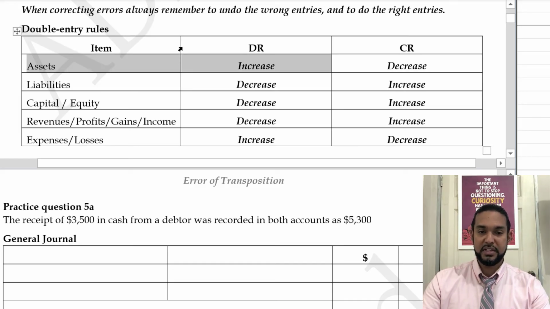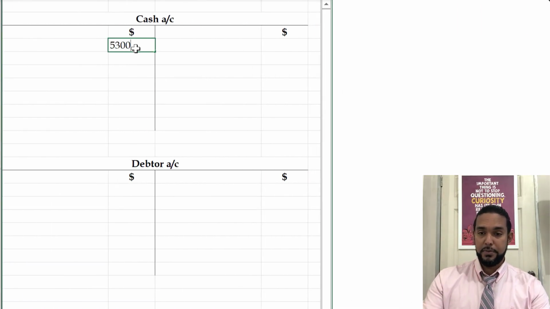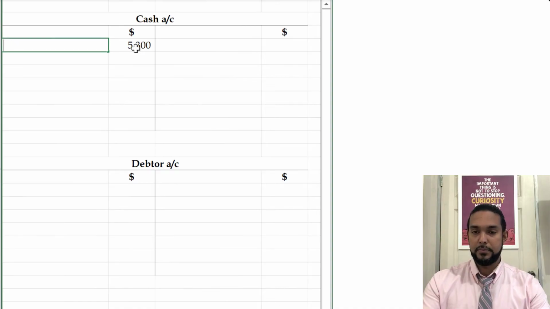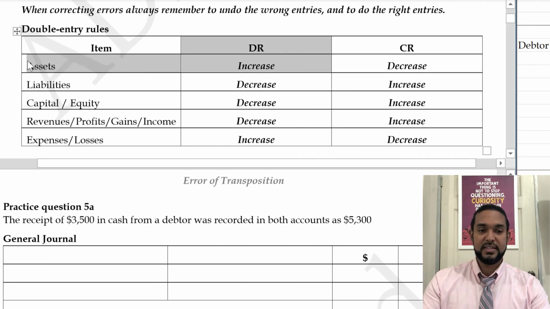To record an increase in an asset, you're going to debit. So if you go across to the cash account, we're going to debit there. So we put $5,300 and it came from debtor. Now the debtor, if you go back across to the rules, a debtor is an asset. And if a debtor pays you back, he or she now owes you less money, which means your debt has decreased. And to record a decrease in an asset, you have to credit the asset account.